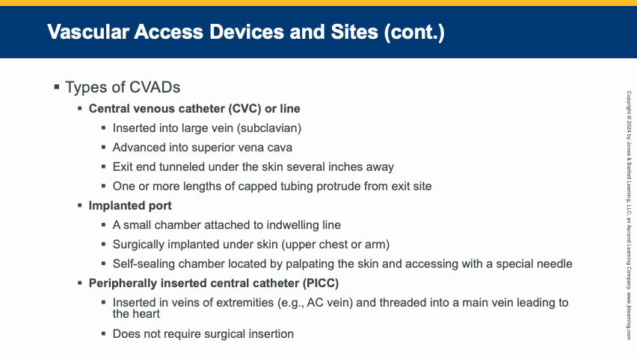A PICC line is a peripherally inserted central catheter. It does not require surgical insertion and is typically placed in an antecubital vein just above or below the antecubital fossa. Never apply a tourniquet or perform venipuncture above a PICC line because the line could be damaged by the tourniquet pressure or needle puncture.